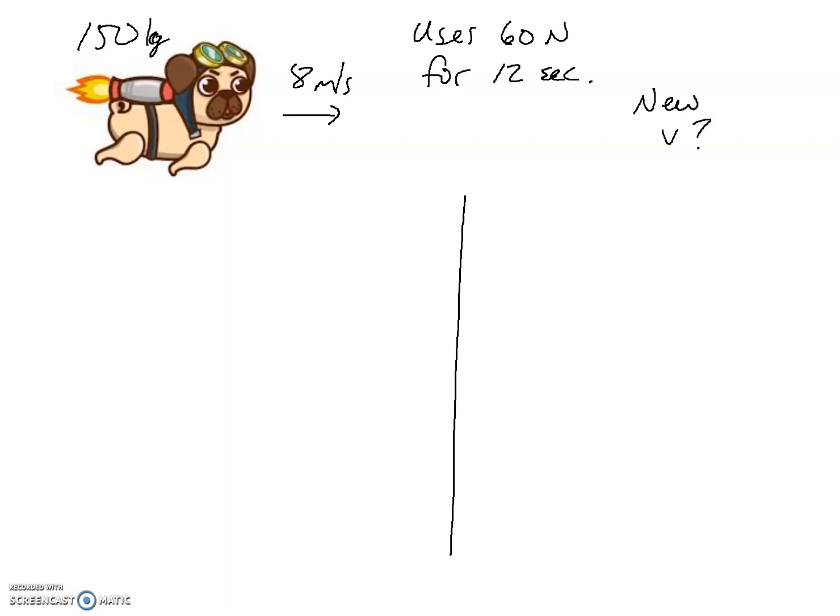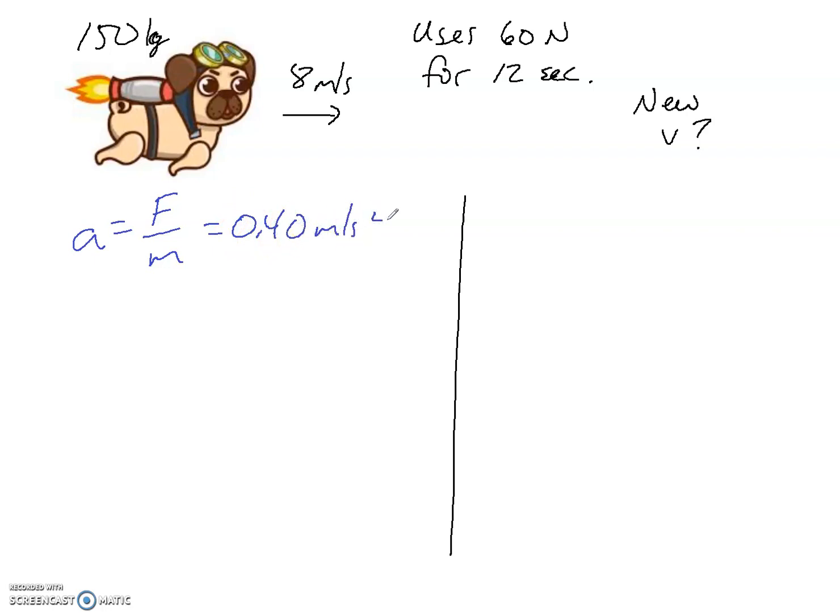So if we did a basic F equals ma type method, we've got the force, we've got the mass, so I can find out the acceleration. So acceleration is force divided by mass, and it's not going to be a very big acceleration. I can do the 60 divided by the 150, and I can find out that he's only accelerating at 0.40 meters per second squared.